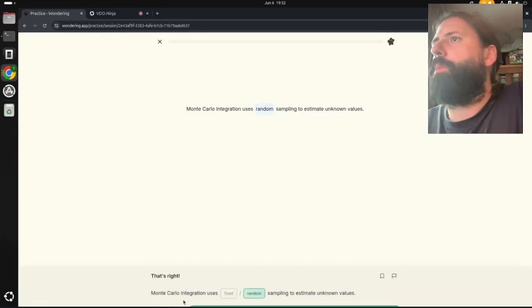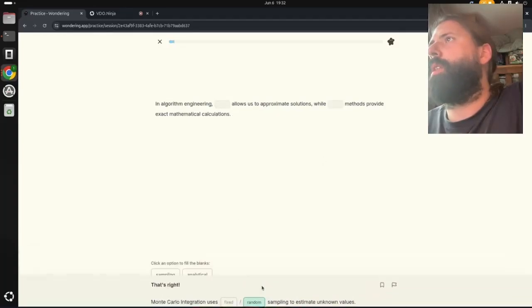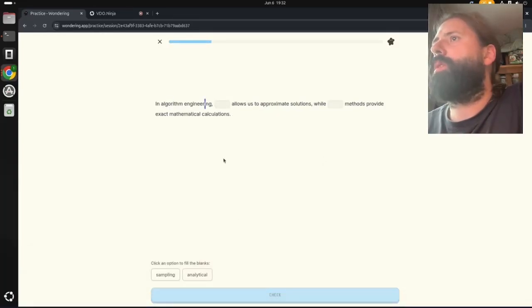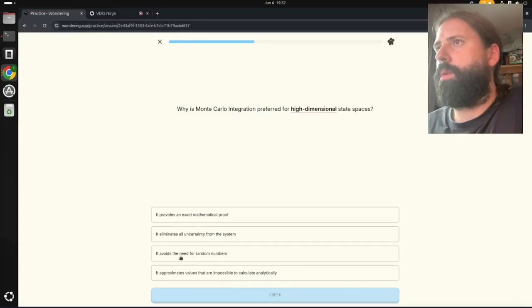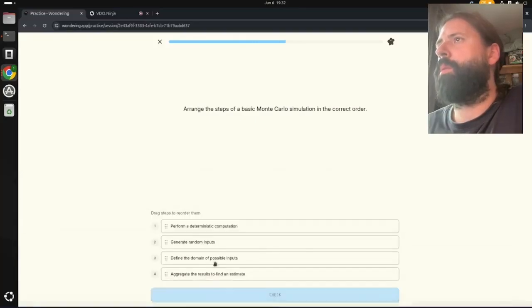Is this random sampling? The practice is, I think, a little too easy, because in algorithm engineering sometimes it's person solutions versus analytical methods, right? Yeah, cool. Fair dimensional state space. This is what you need to run. No, the person is voice. Yeah, sure.